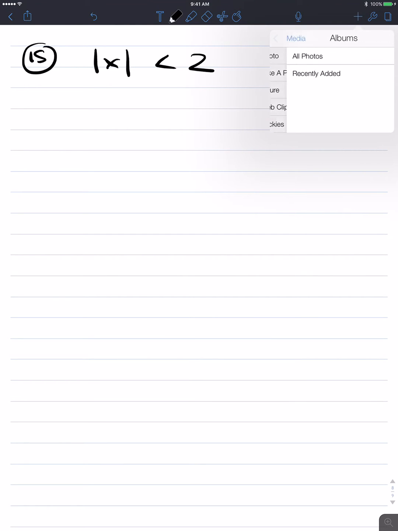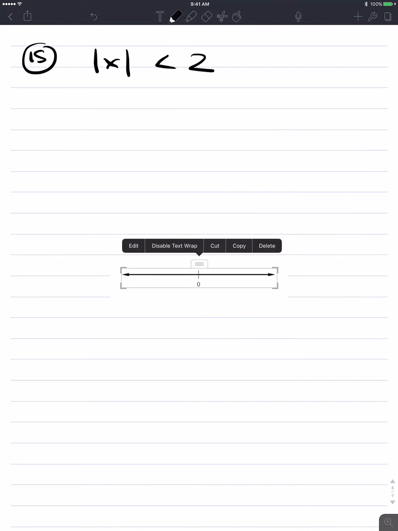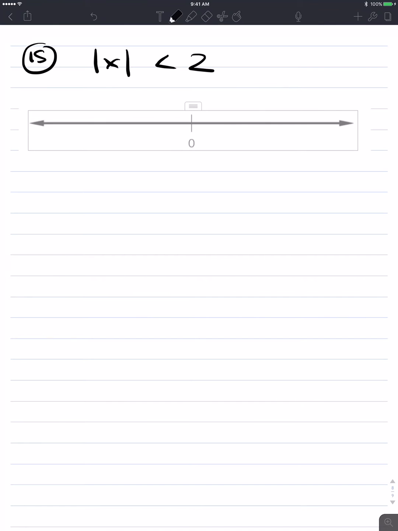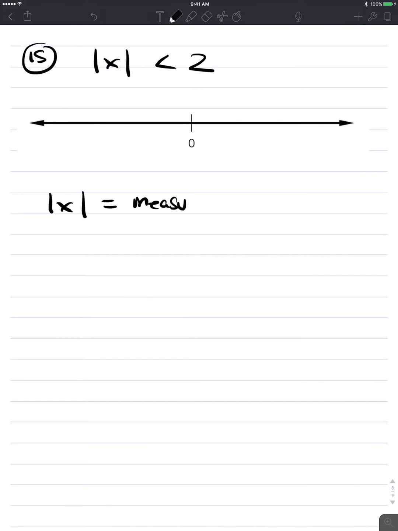Number 15. The absolute value of x is less than 2. Let's go back and think about what the absolute value means again. The absolute value of x is the measure of how far x is from the origin. We're measuring distance. How far numbers are from the origin.